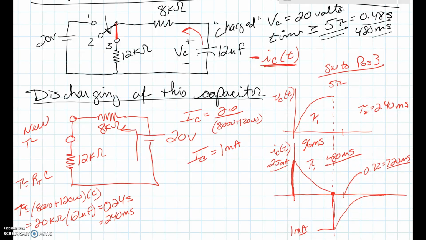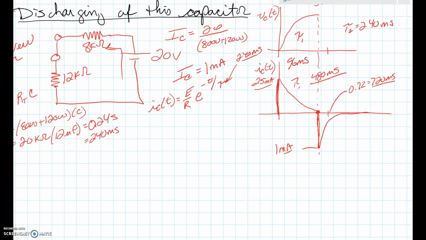Now, that discharging current is going to behave just like the charging current, where we had IC of t equal to E over R, which we just calculated, e to the negative t over tau. You just have to remember now that this tau is 240 milliseconds. So it decays at a faster rate. And what I should probably do is make that line a little more steep, because it's going to go a lot quicker.